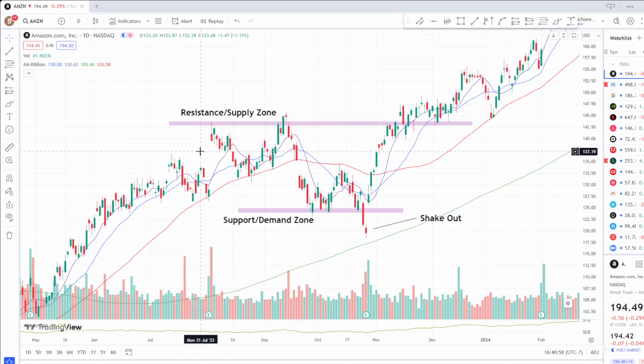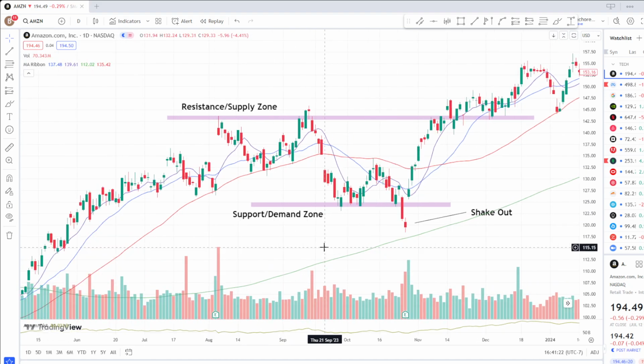You can see here we hit this level, 143.48, sold off, and then we tried breaking out again, but unfortunately we couldn't break out of that level, and then we sold off again. That would be an example of our key resistance or supply zone.